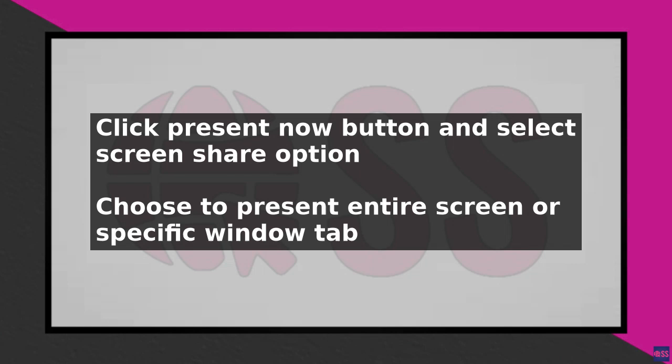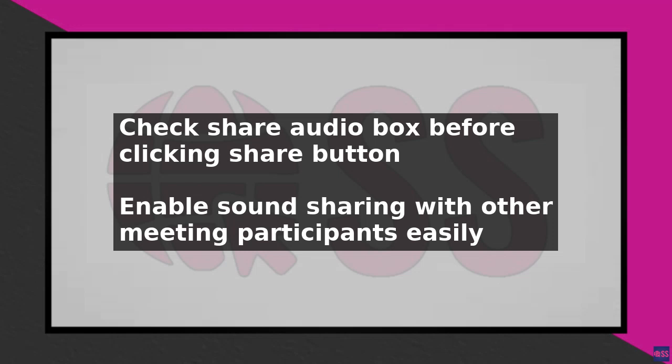If you have already started sharing your screen and you want to add audio, you can do so by clicking on the 3 vertical dots on the control bar at the bottom of the screen and selecting Share Audio. This will enable the sound to be shared with the other participants.